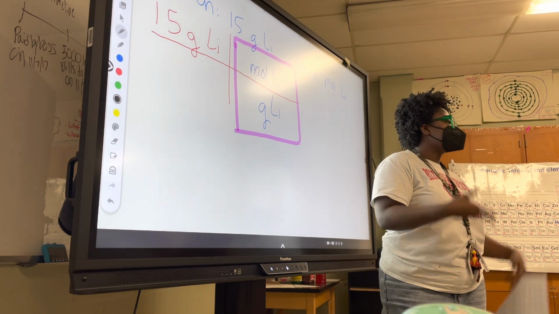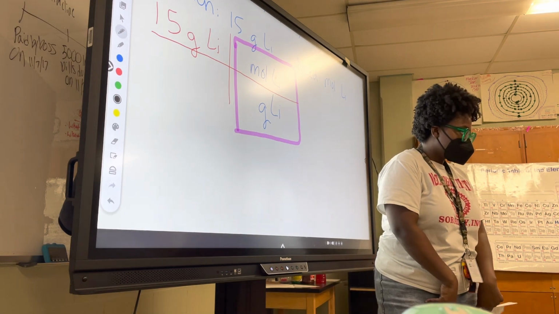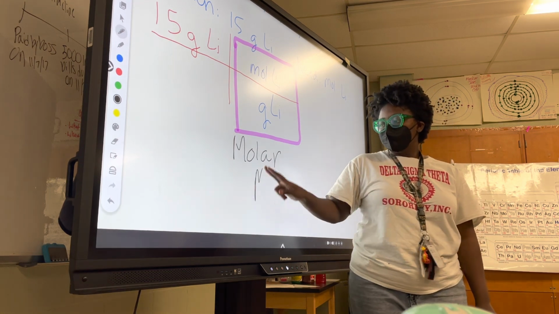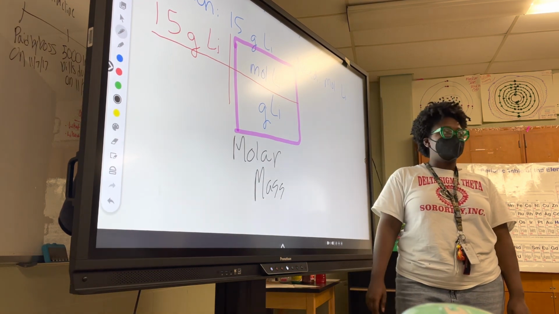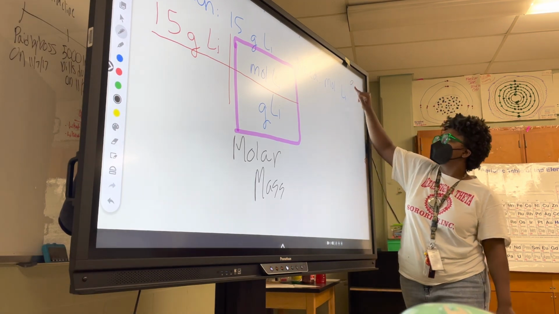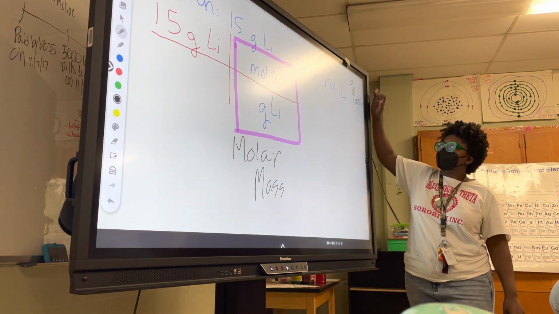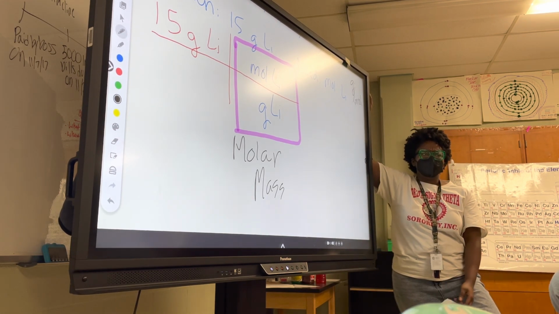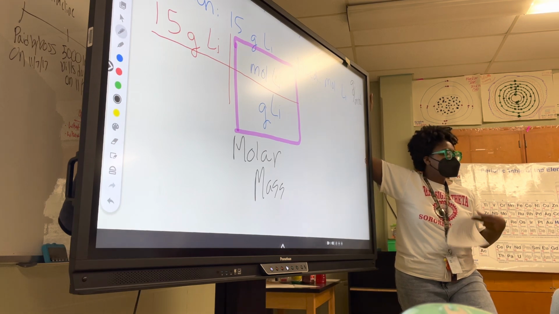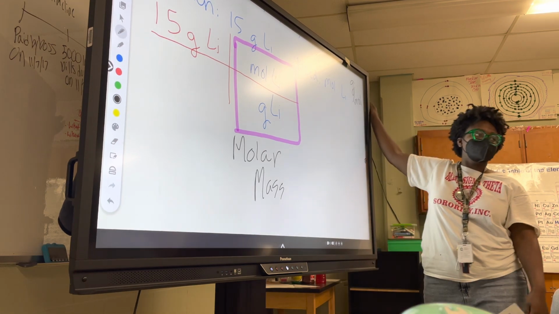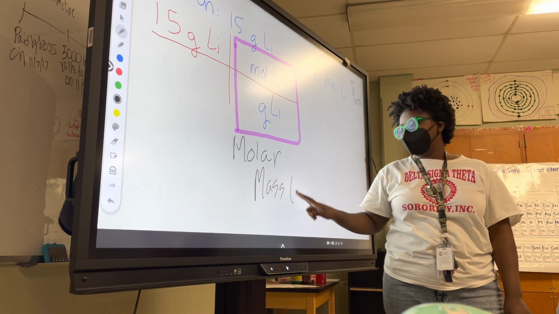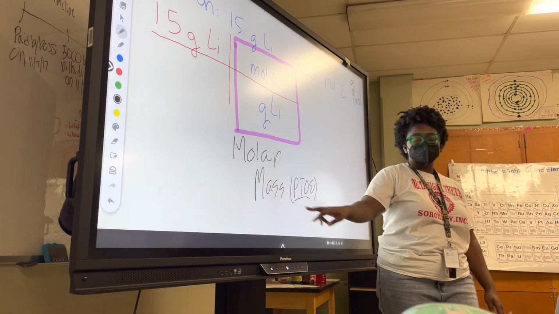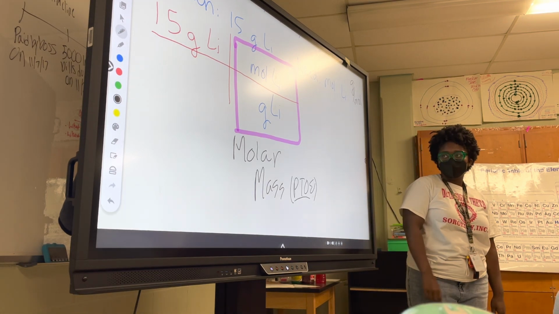What do we know that uses grams and moles? The molar mass. Remember, the units for molar mass are g/mol. So it uses the molar mass. Well, where do you find the molar mass? What tool do you have to use to find the molar mass? Periodic table. The periodic table. So I like to put a PTO right there. Periodic table of elements. That's what PTO means.